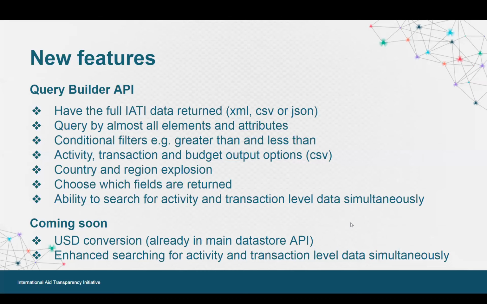We're also looking to add in enhanced searching for activity and transaction level data simultaneously. So this is where country, sector, or region information can be published either at activity or at transaction level. And we want to be able to search both in one query. This is partially implemented in the query builder already as of this week, but there's a bit more work we want to be doing on it.